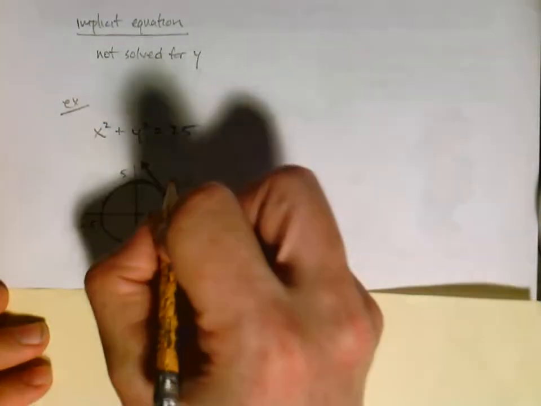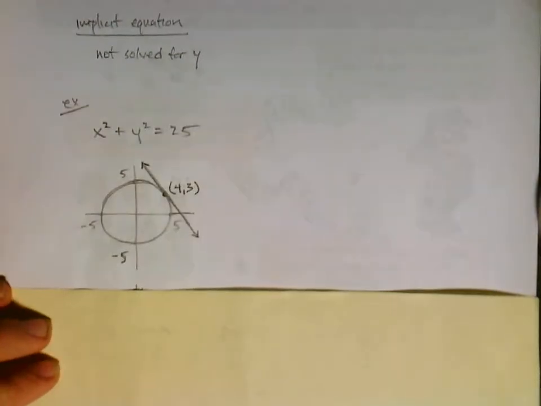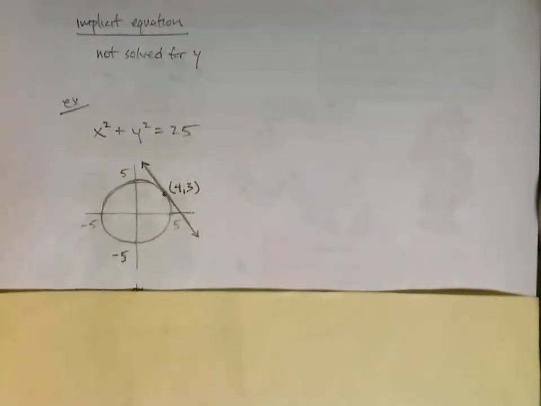Let's say that point is at 4, 3, just to make things easy. 4, 3 would be on the circle, right? 4 squared plus 3 squared would give you 25, so that is a point on the circle. So what if we wanted to find the equation, or maybe even just start with the slope of that tangent line right there at 4, 3. How would we do it?